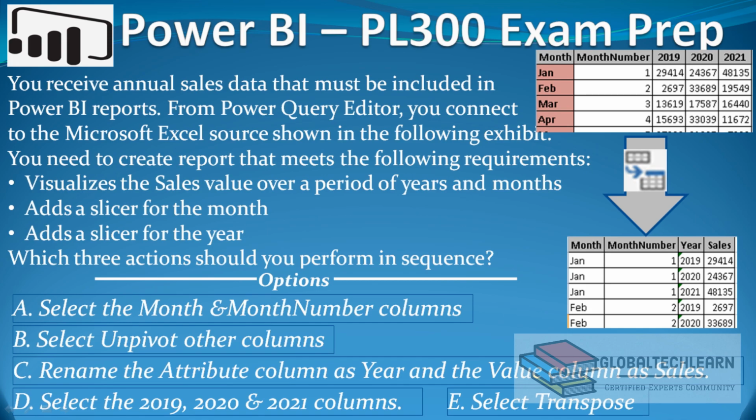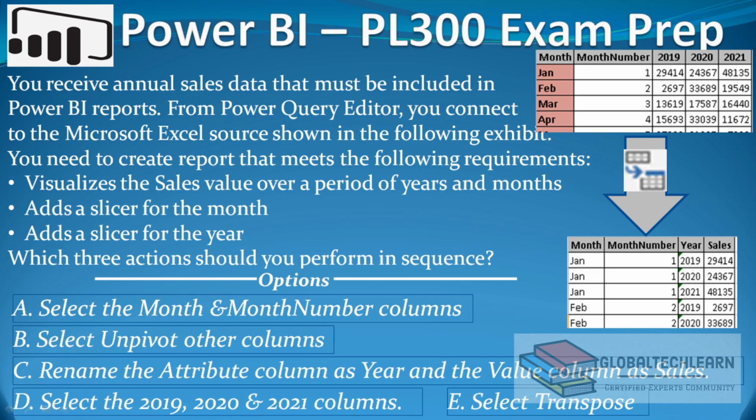And the options are: Option A, select the month and month number columns. Option B is select unpivot other columns. Option C is rename the attribute column as year and the value column as sales. Option D is select the 2019, 2020 and 2021 columns. And the last option E is select transpose.